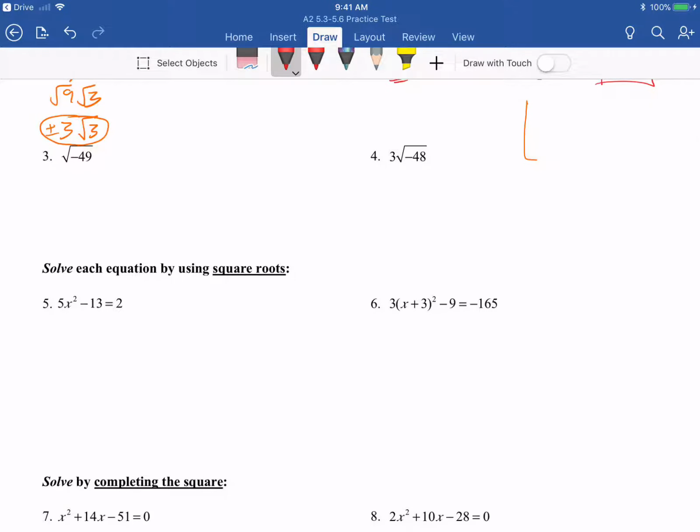Number 3, the square root of negative 49. If I have a negative number, I always break out the square root of negative 1. So I break out the square root of negative 1 and the square root of 49. I know that the square root of negative 1 is i, and the square root of 49 is 7. So to be most correct here, my answer would be plus or minus 7i for that guy. So always break out that negative, and then the square root of 49 is 7.